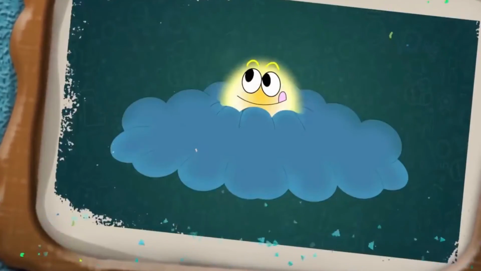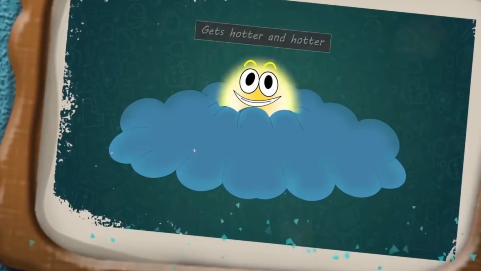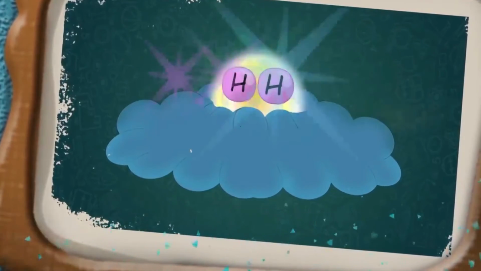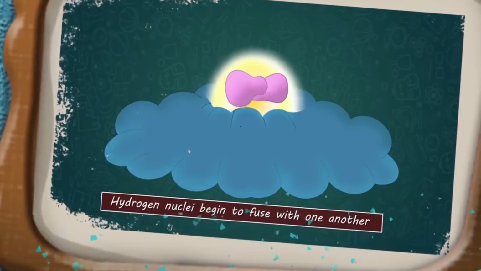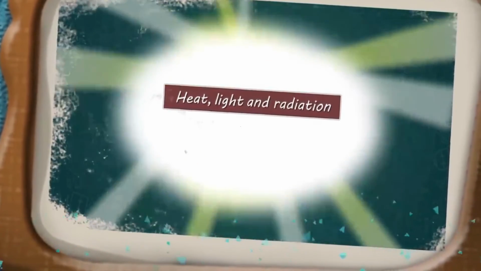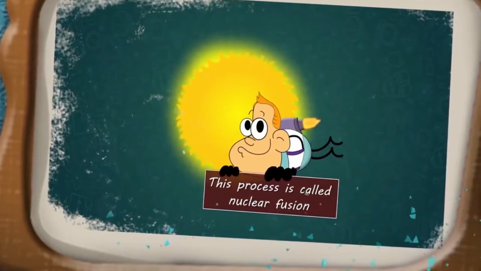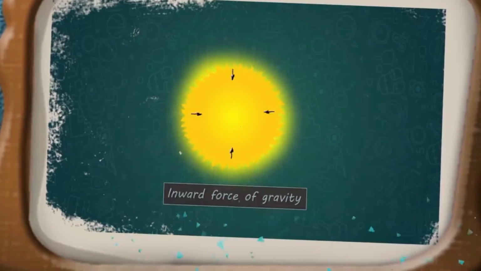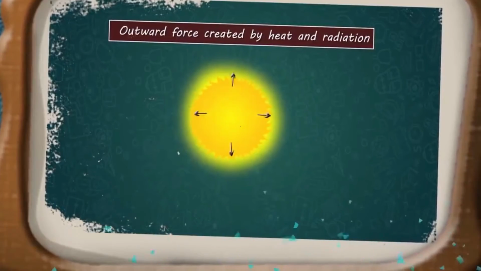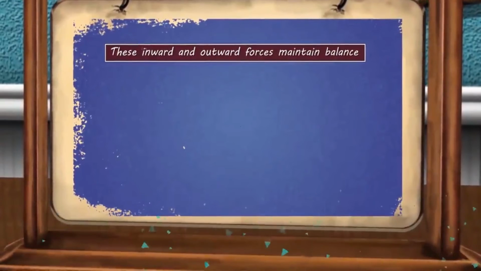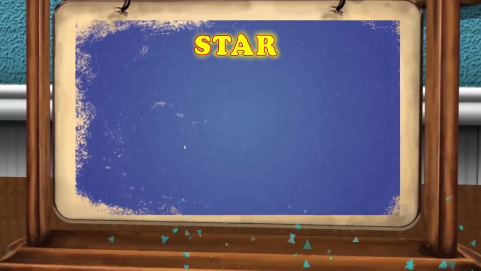A protostar continues to pull more molecules and gets hotter and hotter until the temperature and pressure reach such an extent that hydrogen nuclei begin to fuse with one another, producing helium and releasing heat, light, and radiation. This process is called nuclear fusion. When this happens, the inward force of gravity is exactly balanced by the outward force created by heat and radiation. These inward and outward forces maintain balance and thus, a star is born.